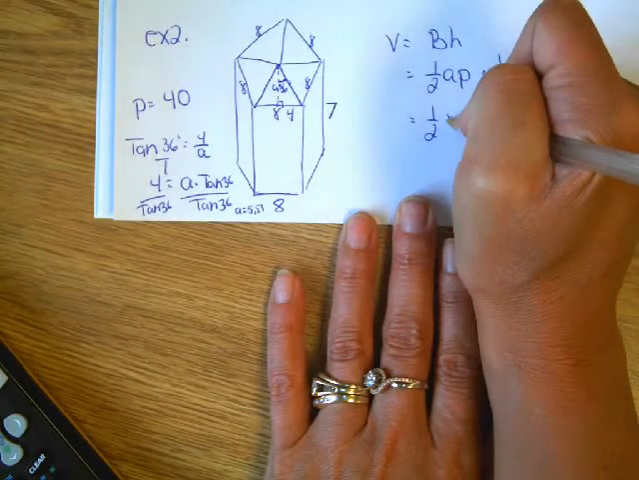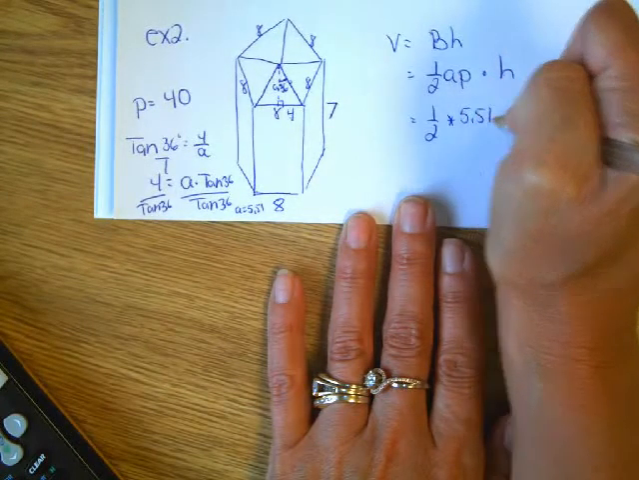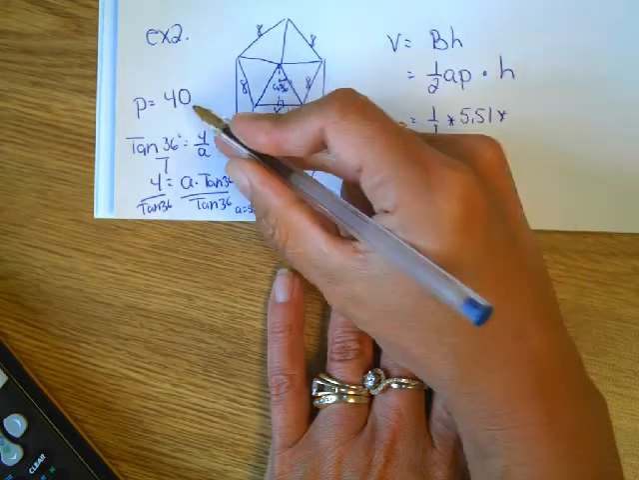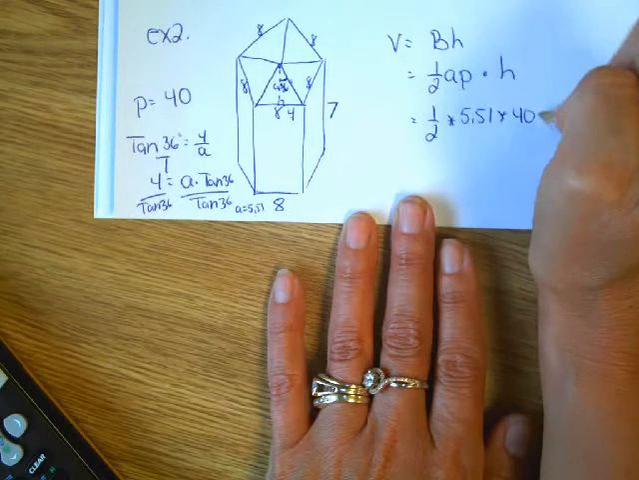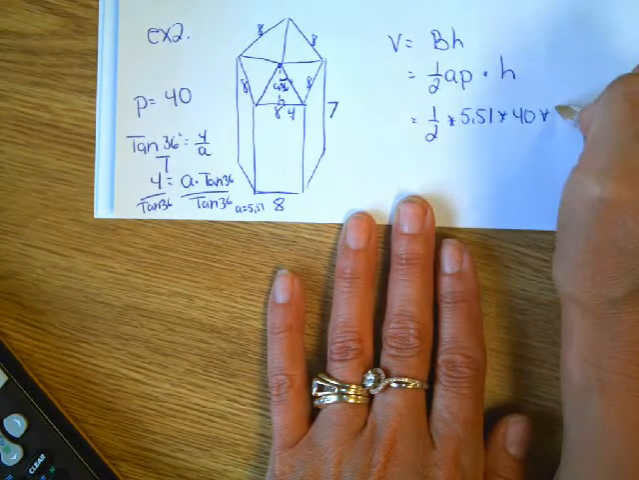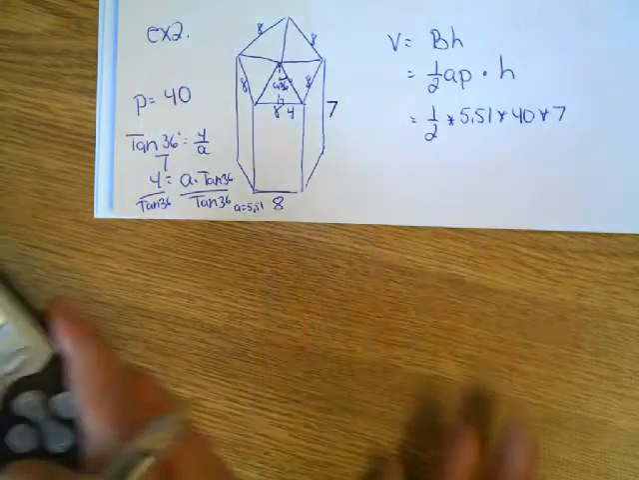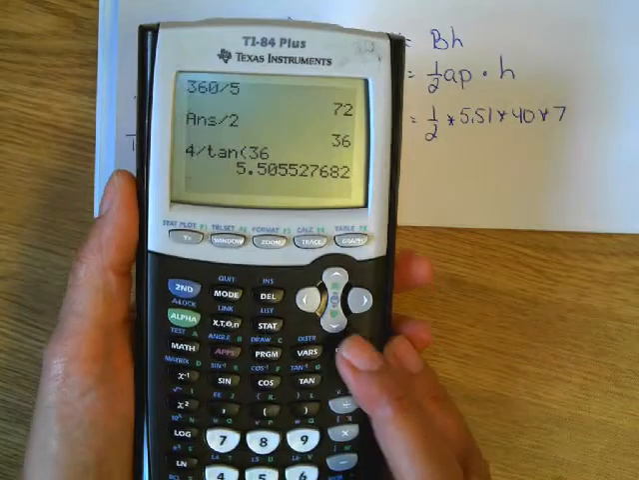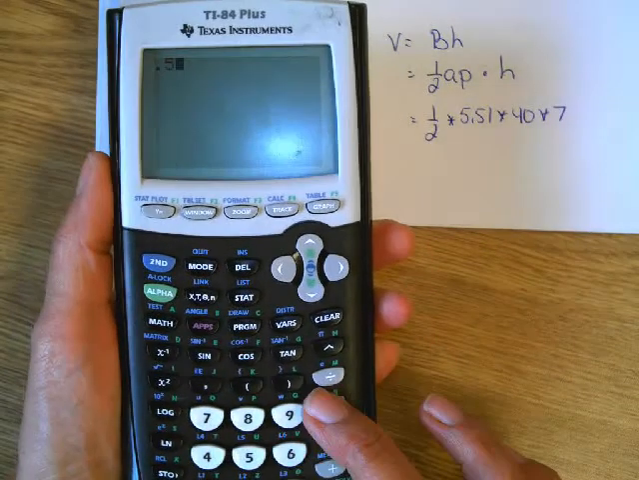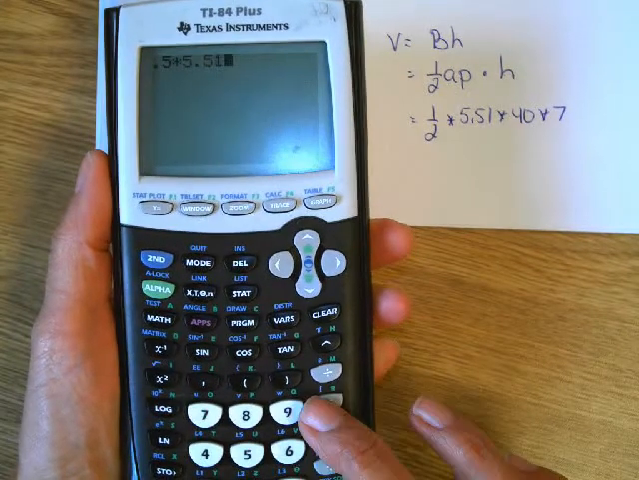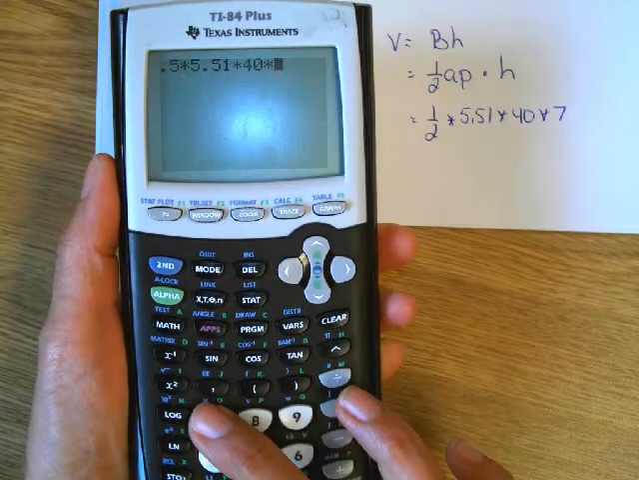1/2 times 5.51. Perimeter was 40. Height is 7. One half times 5.51 times 40 times 7.